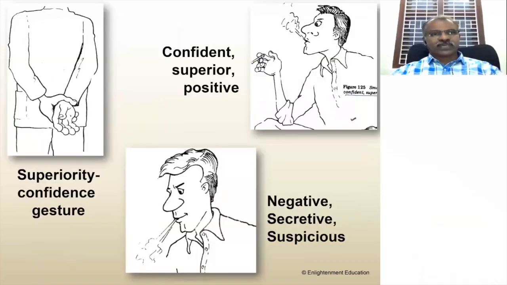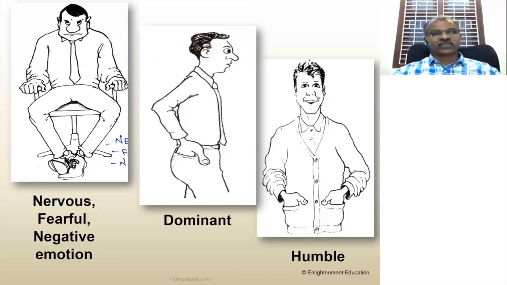Then this type of putting the hand behind is either due to superiority or maybe due to confidence. There are two factors in this, either superiority or confidence. That's a direct rubric, mind superiority. Then this direction of smoke, that is confidence, that's on the above, and the negative, that's secretive. Then the nervous or fearful people, they always sit like this. The dominant, second one. And the third one, putting their hand in the coat, that's the humble people.